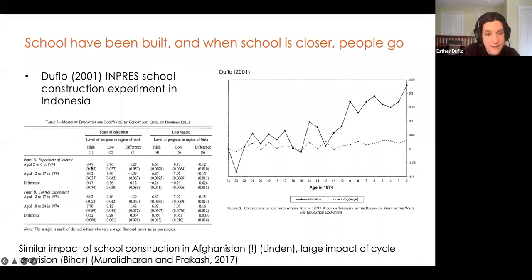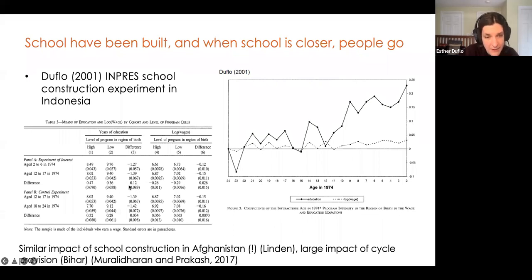You can see here that the older people, aged in 1974 already too old to be in primary school, have fewer years of education in the high program region than people in the low program region, simply because the schools had not been built yet, and they targeted the schools to places where enrollment rate had been low to start with. Now, if we look at kids who were young enough to attend this school, there is still a difference. The kids in the high program regions still have less education than the kids in the low program regions, but this difference is now smaller.